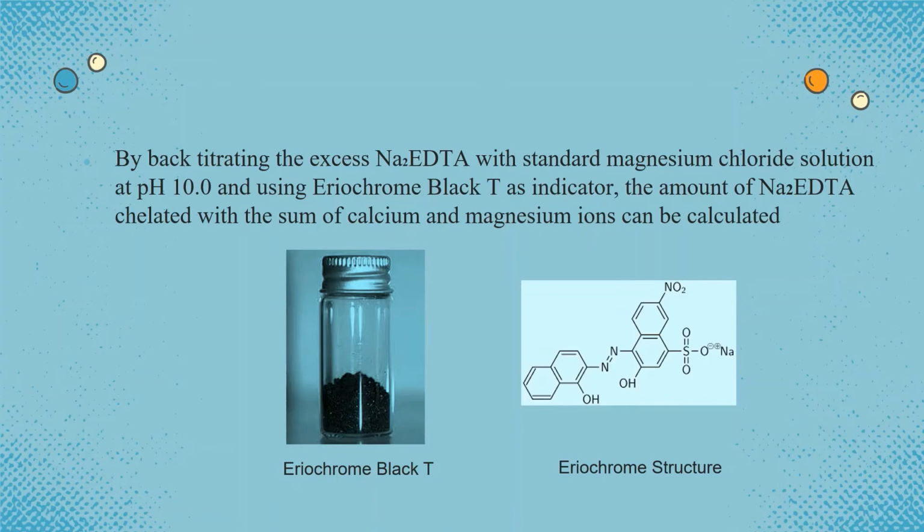The amount of Na2-EDTA reacted with the sum of calcium and magnesium ions can be calculated, and this is how the Eriochrome Black T indicator looks like, and this is its structure.